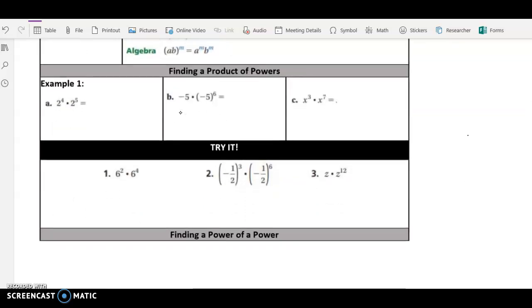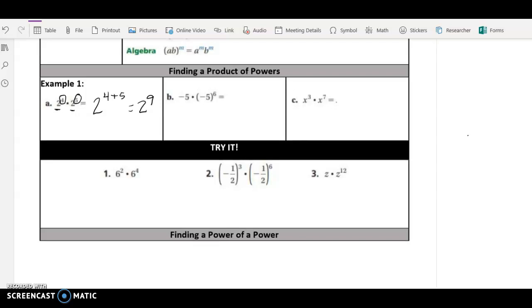All right, so finding a product of powers, what we're going to do is notice that they both have the same base, so it's both a base of 2, so we're going to keep our base. And then we're multiplying 2 numbers with the same base, and so we are going to add our exponents. And so we get 2 to the 9th power.